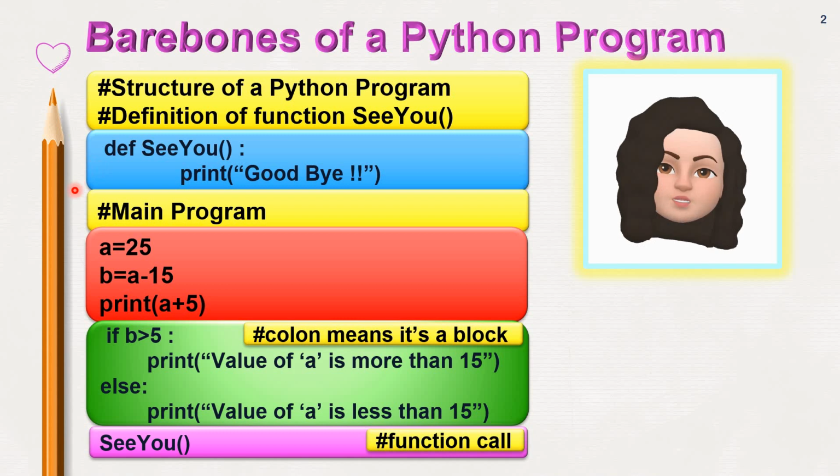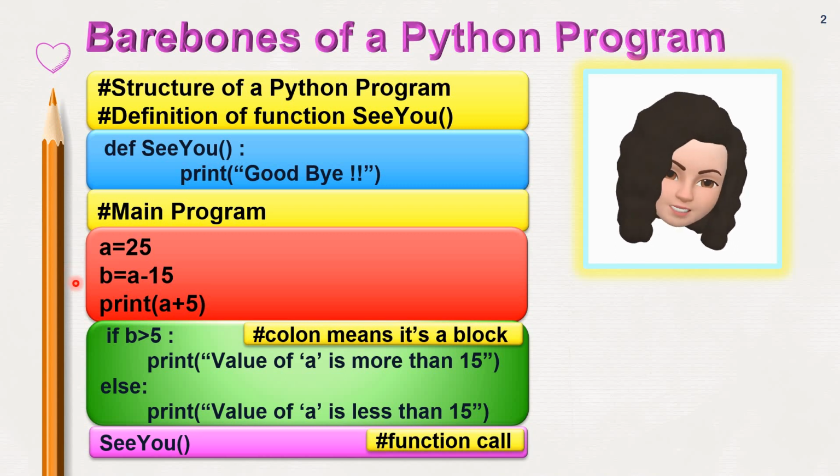And the next one is in red color. These are all statements. A is equal to 25, B is equal to A minus 15. These statements will be executed separately. They do not depend on other statements, and they are not executed as a block. One by one they get executed. So these are all statements of a Python program.